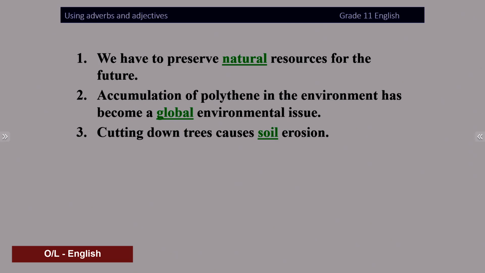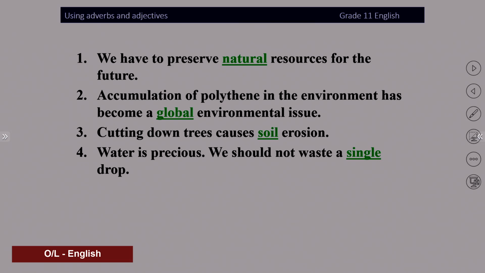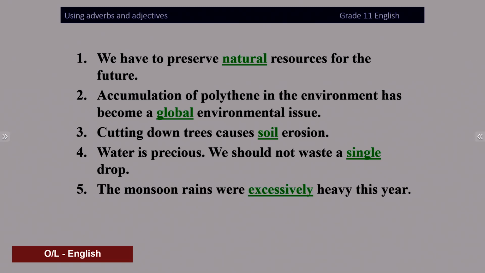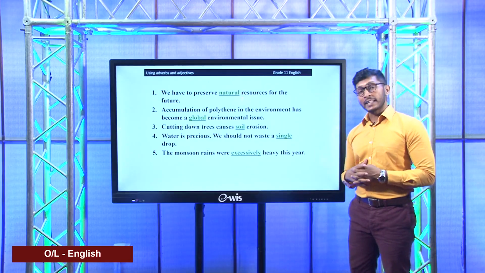Number 3, cutting down trees causes soil erosion. Here we have the adjective soil. Water is precious. Precious means valuable. We should not waste a single drop. You know, single is an adjective. The monsoon rains were excessively heavy this year. Here we have the adverb excessively. It describes another adjective, heavy, here.